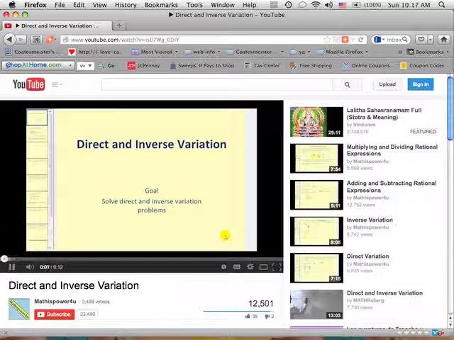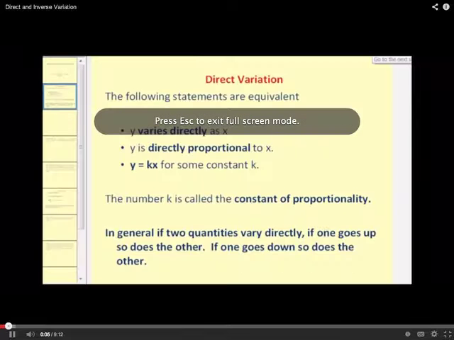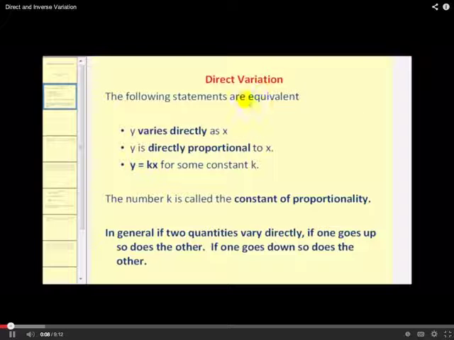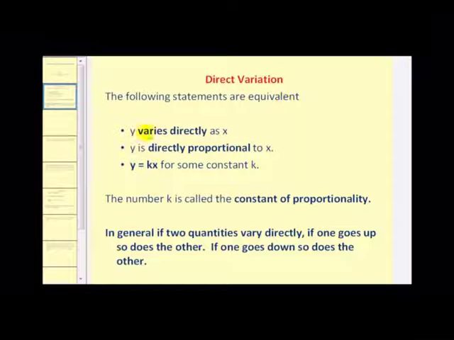Welcome to a quick lesson on direct and inverse variation. For direct variation, the following statements are equivalent. Y varies directly as x, y is directly proportional to x, and y equals kx for some constant k. So if we see any of these key words or this key equation, we know we're dealing with direct variation. The number k is called the constant of proportionality.